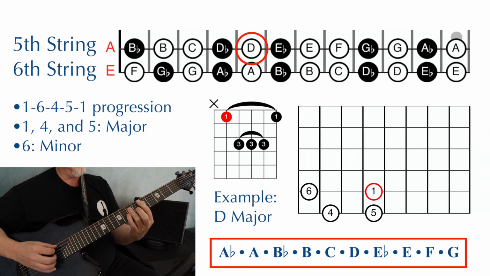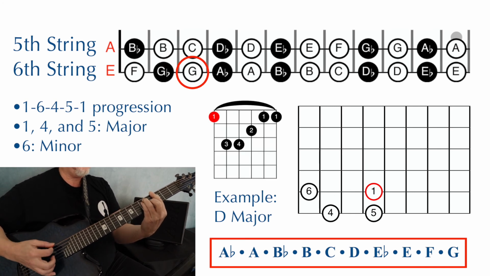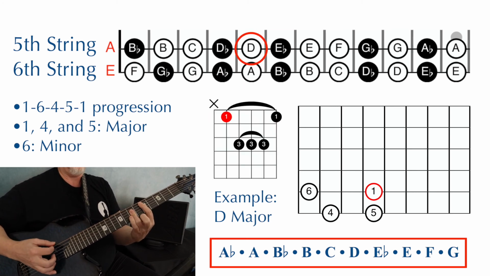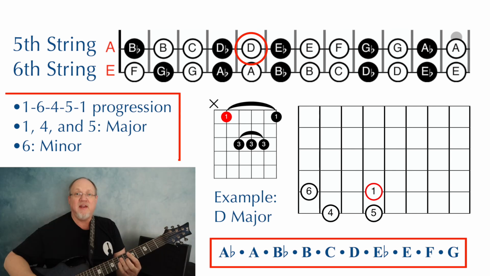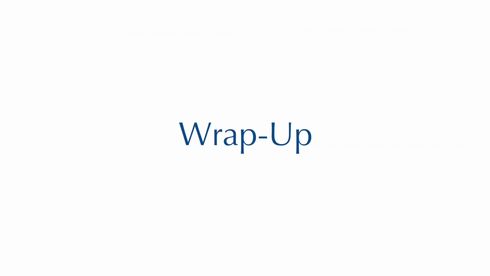Or with the other fretboard map, 1, D, 6, B minor, 4, G major, 5, or dominant, A major, and 1, D major. And as you play all these, remember that your 1, 4, and 5 chords will be major, and your 6th chord is minor.